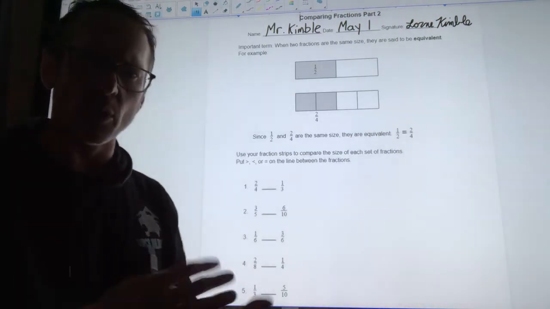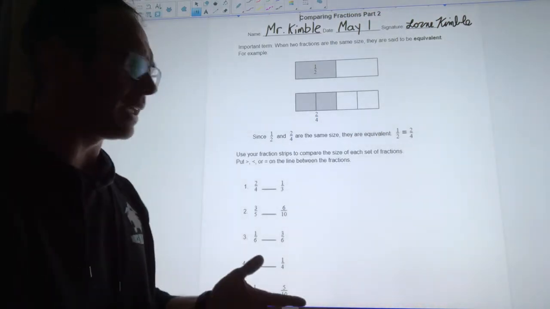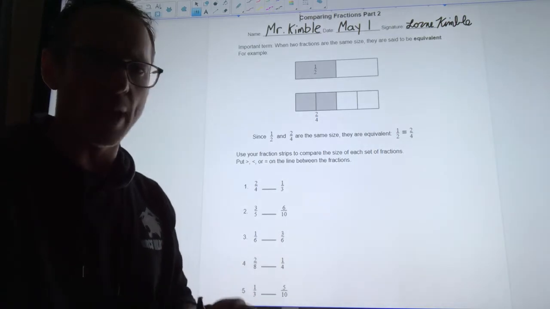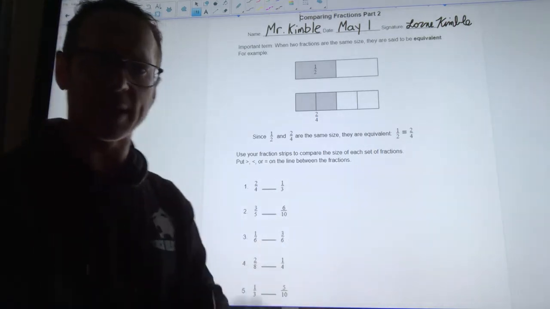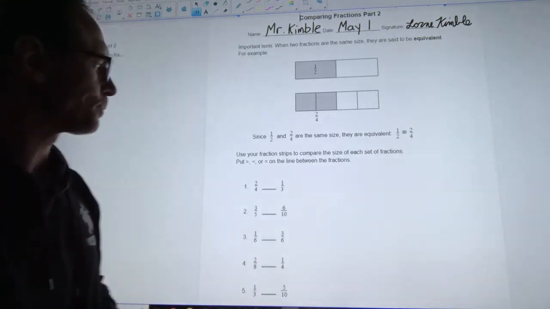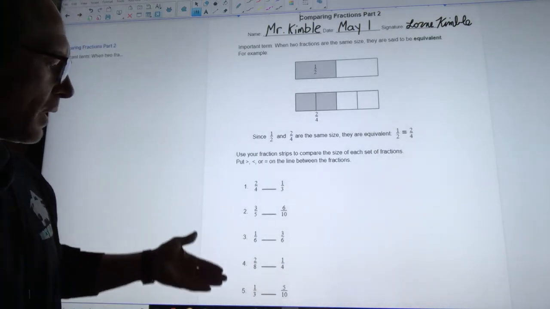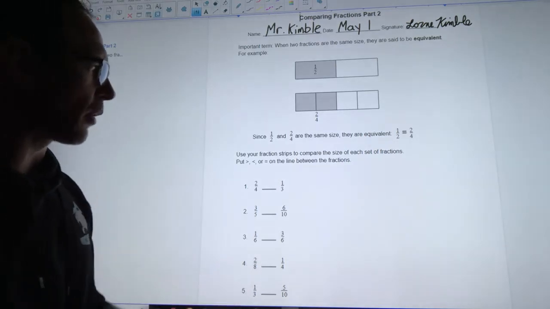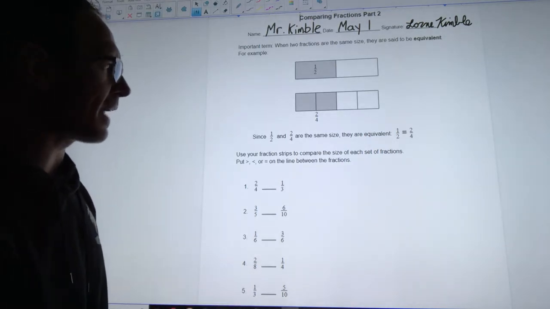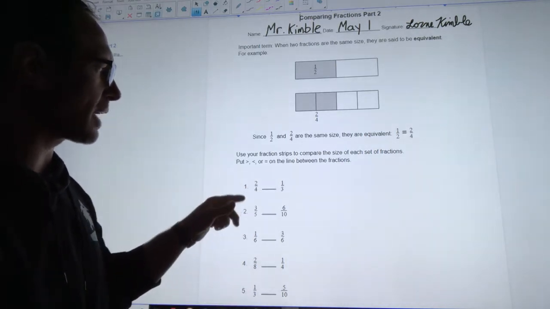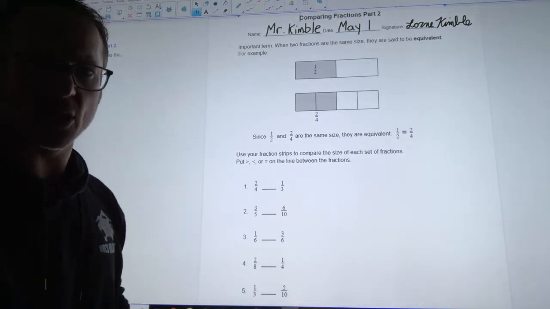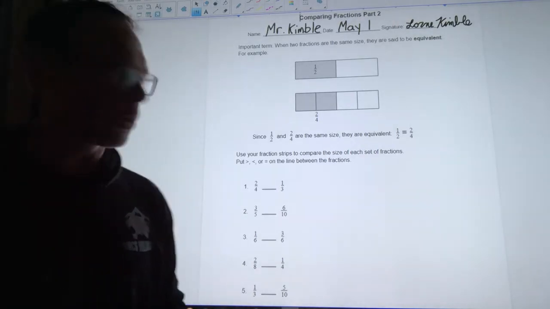And we kind of did that when we were making our fraction strips. We would fold one the same as the previous one, but then just put an extra fold in it. So for these questions right here, and the ones on the back side of the page, I want you to use your fraction strips and find out, is one greater than the other? Is one less than the other? Or are they equal? Are they equivalent?